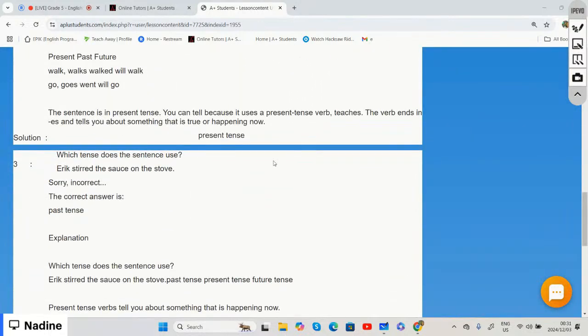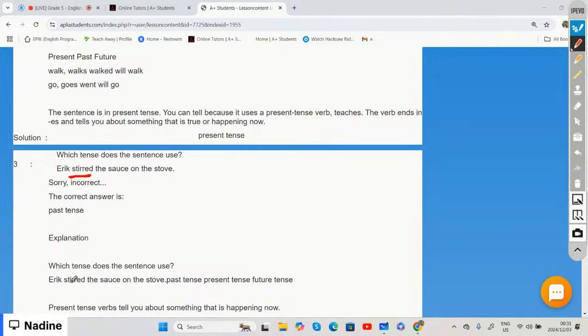And the next one says, Eric stirred the sauce on the stove. So stirred. Does the word stirred show us that the sentence is in the present? Does it show it is in the past? Or does it show that it is in the future? Is it present tense, past tense, or future tense? Look at ed, stirred.